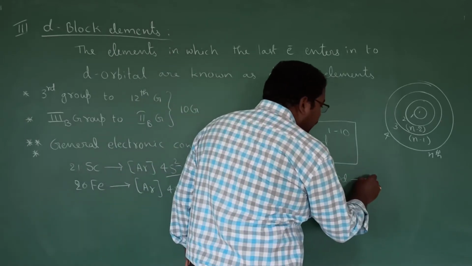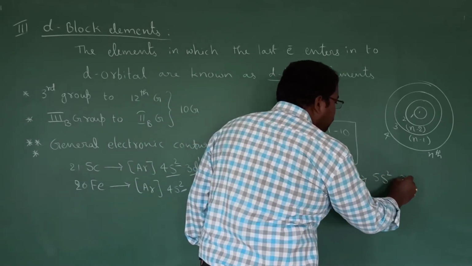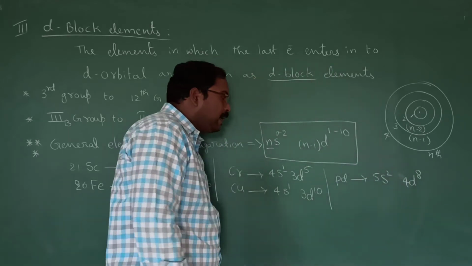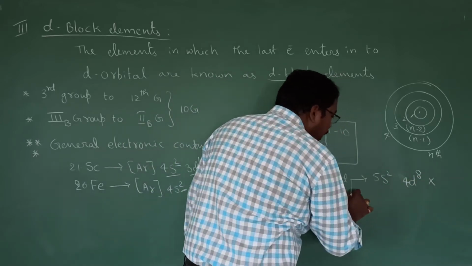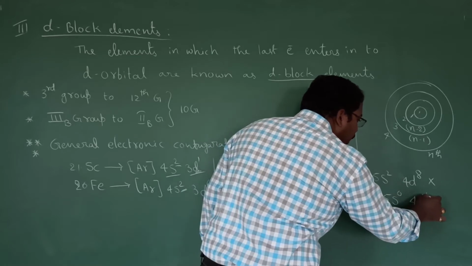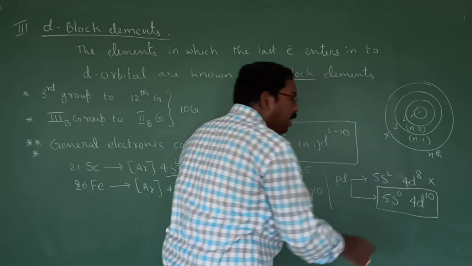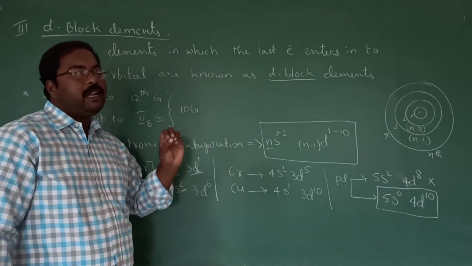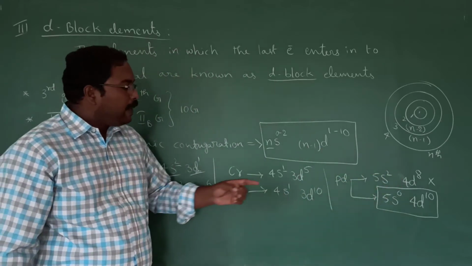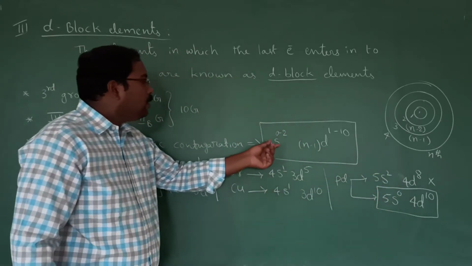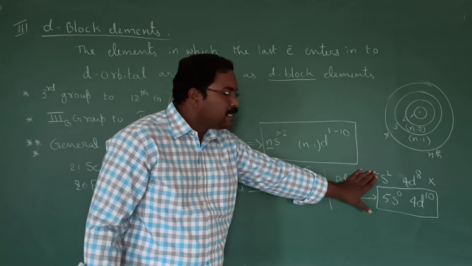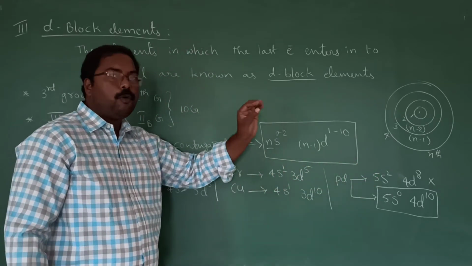Actually, if you observe palladium, it should have 5s2 4d8. But instead of this, palladium will have the configuration 5s0 4d10. Okay? In the same way, platinum also in some cases will have 6s0 5d10. So because of this exception, the general configuration is given as 0 to 2. Okay? Except in this case, we can say simply ns1 to 2.